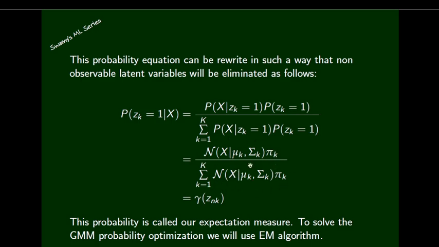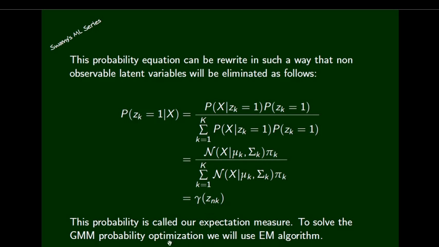Now I write this expression. This is a posterior distribution. That posterior distribution is gamma of z and k. Gamma of z and k, because it contains summation from 1 to k, and also there are n terms or n components in x. We use both these ideas in this index, gamma of z and k. This probability is called our expectation measure. We can interpret this gamma of z and k as an expectation measure.